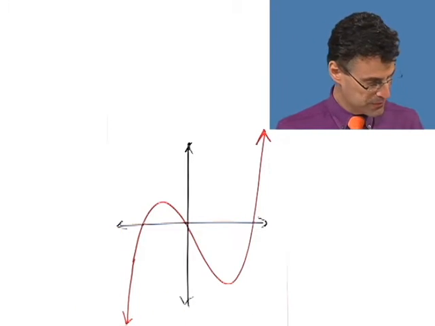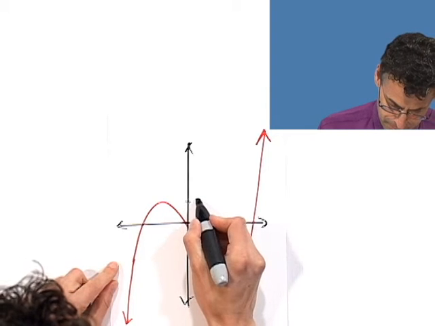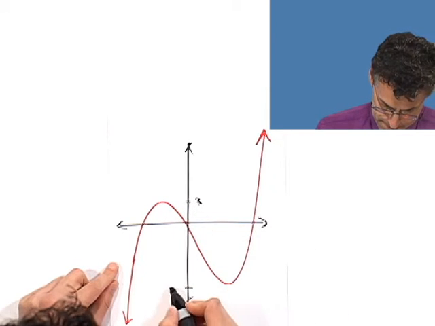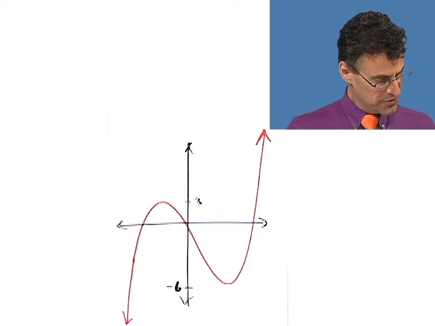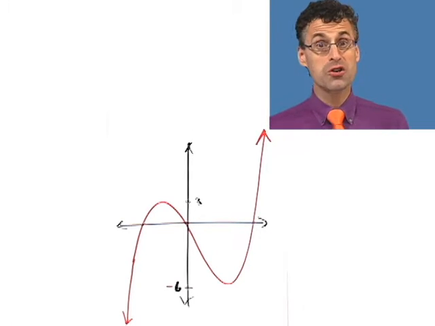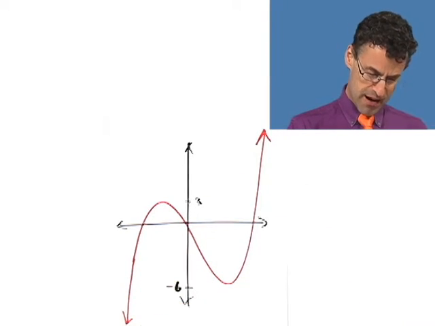Wow. Now, let me just plot this point right here for you. Okay. Now, check it out. Does this have a minimum or maximum value? Well, you could imagine someone saying, well, this goes up, up, up forever, and goes down, down, down forever. So the answer is no.